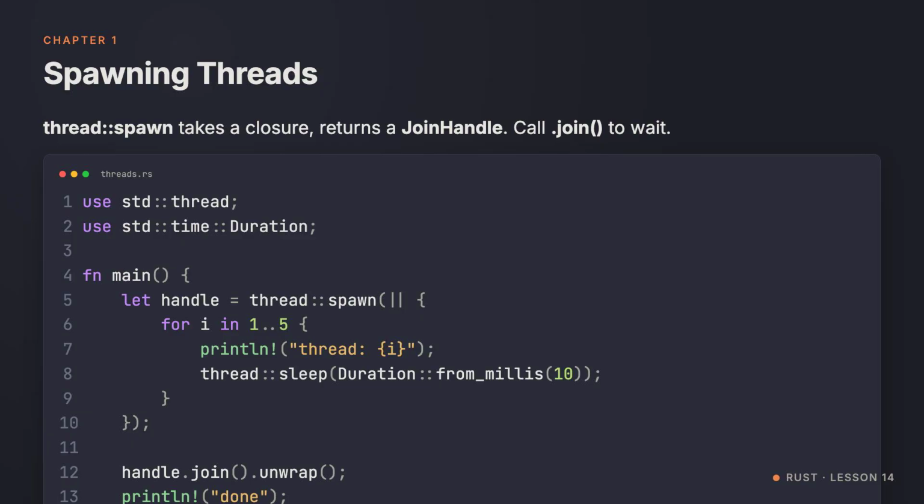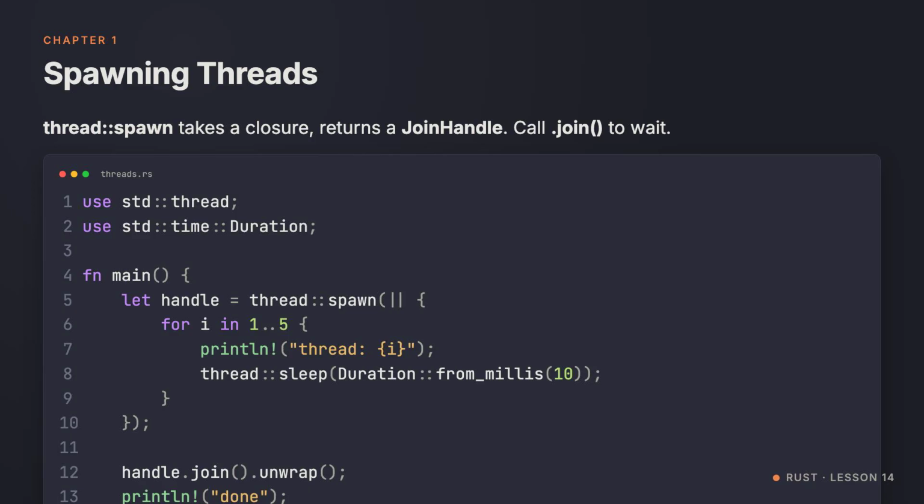In the example on screen, we spawn a thread that prints some numbers with small delays. The main thread immediately calls join, so it waits for the spawned thread to finish before continuing. Without that join, the main thread might fall through to the end of main and exit before the spawned thread got a chance to print anything. Threads in Rust are real OS threads. They're preemptively scheduled, they can run on different cores, and they have the usual costs and benefits of OS threads in any language.